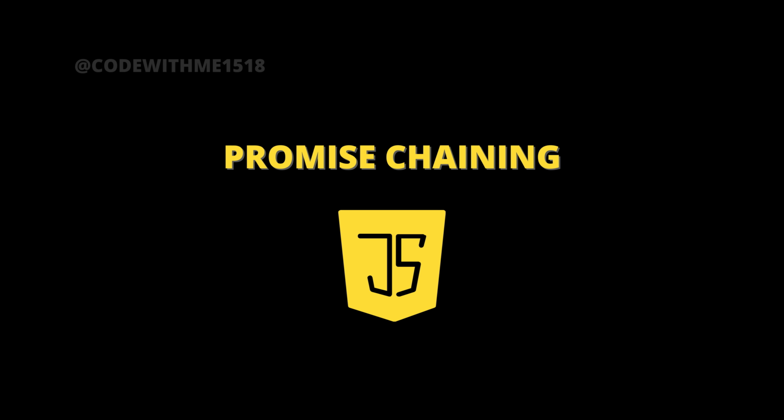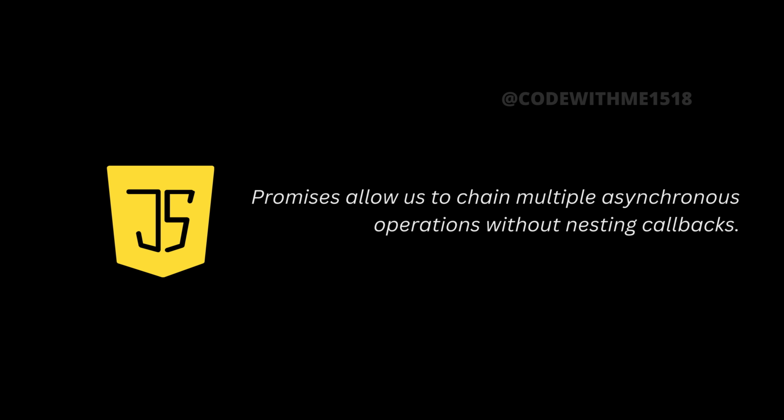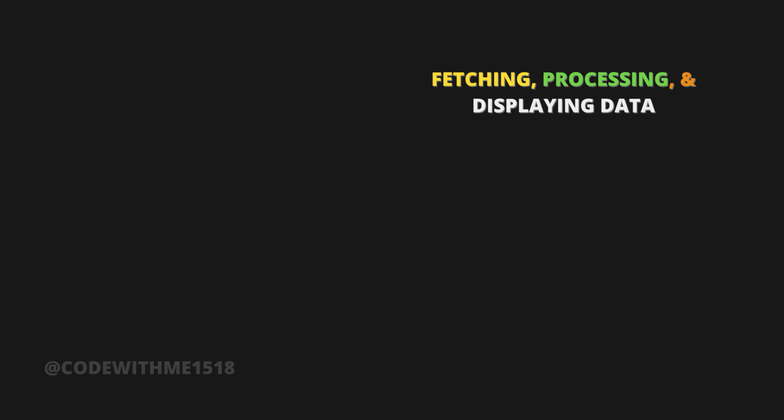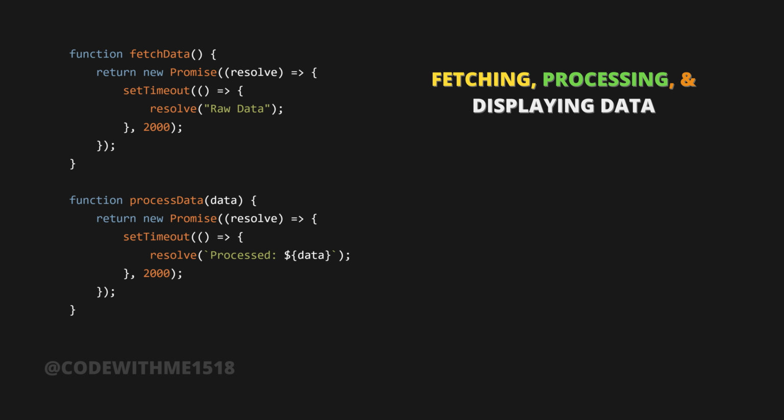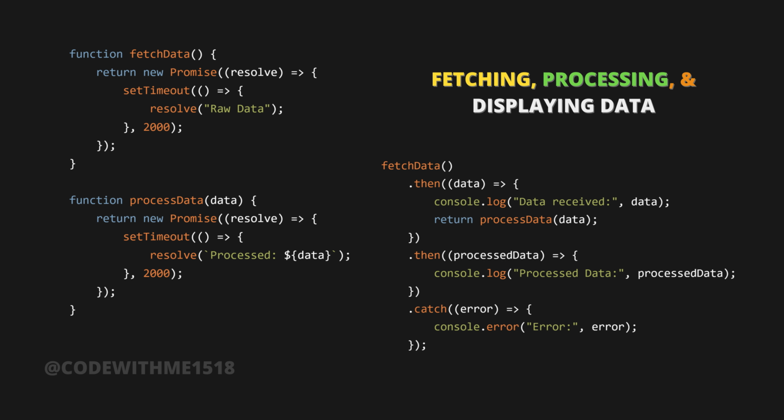Promise chaining. Promises allow us to chain multiple asynchronous operations without nesting callbacks. Example: fetching, processing, and displaying data. function fetchData() { return new Promise(resolve => setTimeout(() => resolve('Raw data'), 2000)) } function processData(data) { return new Promise(resolve => setTimeout(() => resolve('Processed ' + data), 2000)) } fetchData().then(data => { console.log('Data received:', data); return processData(data) }).then(processedData => console.log('Processed data:', processedData)).catch(error => console.error('Error:', error)).